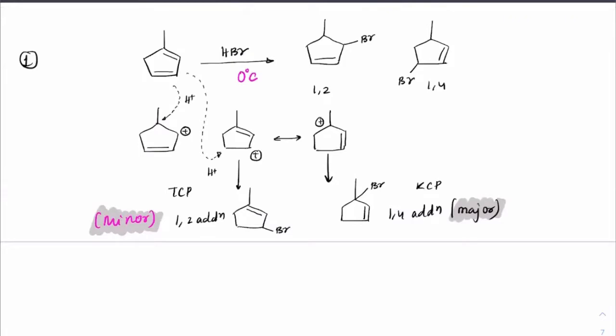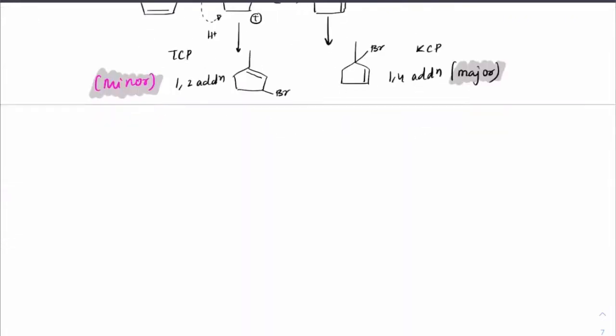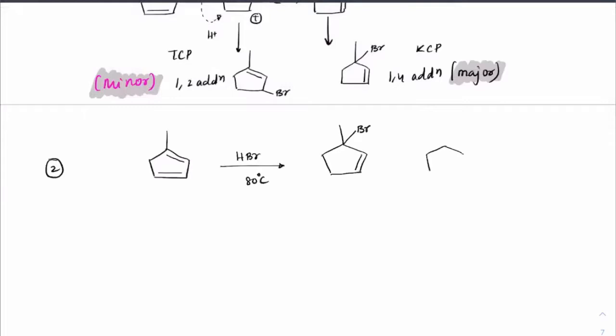Everyone, same question if it was given. Now without writing all the mechanisms, I'll directly write the product. You see, this is given with a double bond here and a double bond here, and it is given HBr addition at 80 degrees. What are the products formed here? One product will be this. I'm writing only the major and minor; there may be other products also. Double bond here and one double bond here with Br addition here.